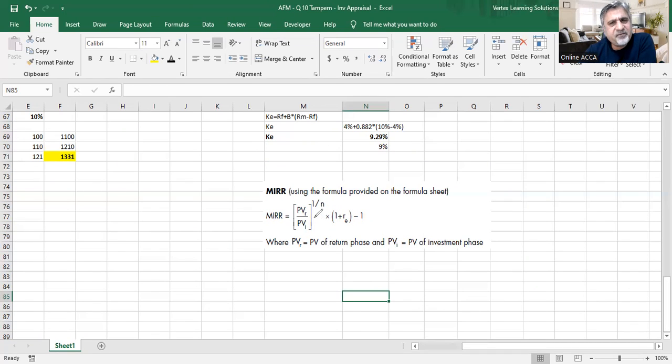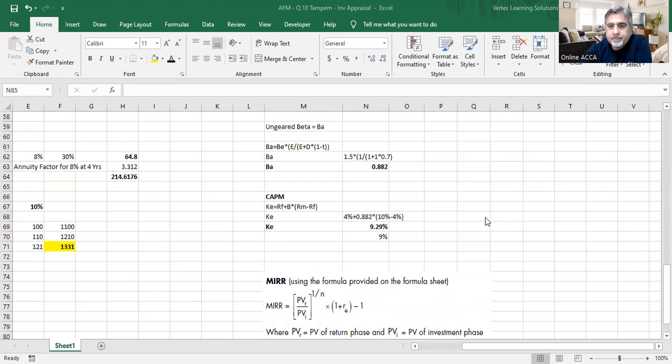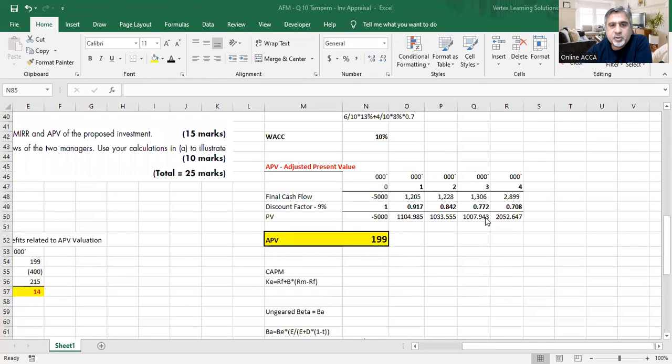PVR over PVI. In different books, these names, these variables, are different, and you can use any name. You can call it Y over X, whatever you may think, but then you define what Y and X are. So you give them any name. So present value of R or present value of I. Present value of R is return, PV of return phase. PV of return phase means that whatever cash flows you are generating, these cash flows, this is your return phase. Present value of these cash flows. So this is the present value. So actually, this is the return phase.